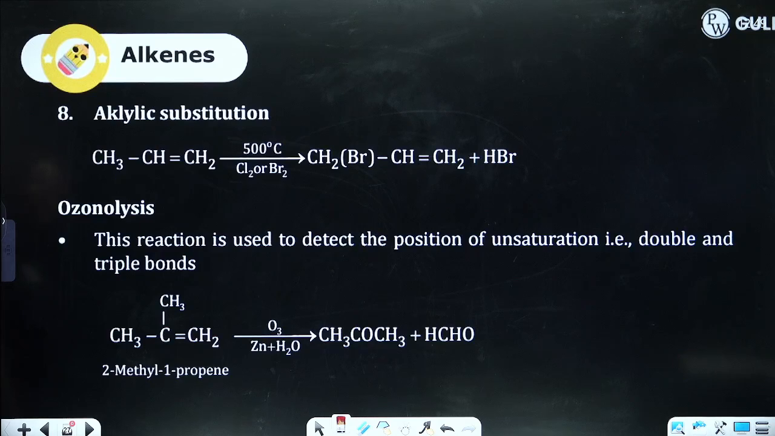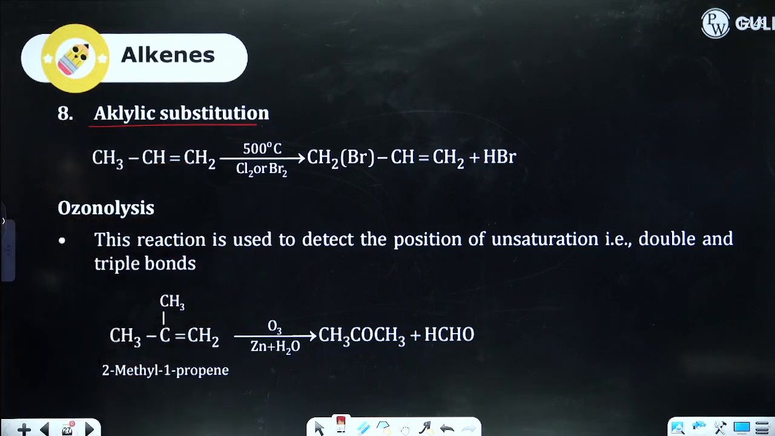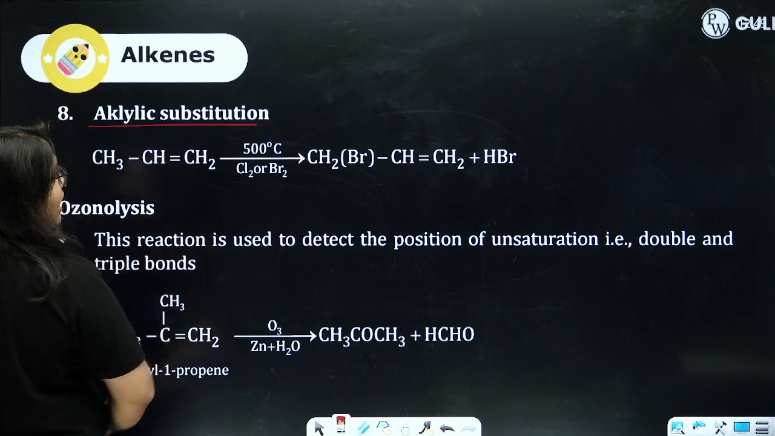Now, allylic substitution reaction. You will get this. Chlorine or bromine is attached.